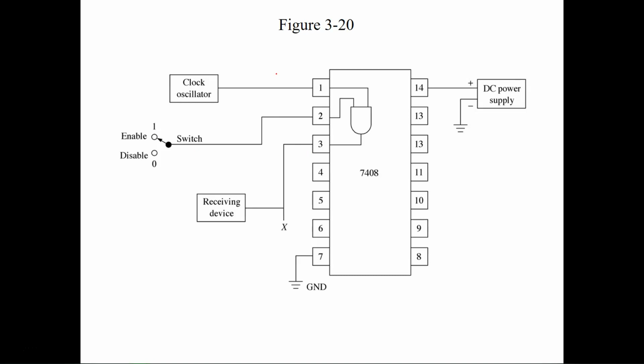So this enable disable switch means that I have control of whenever this guy is able to pass things through and when it's not.